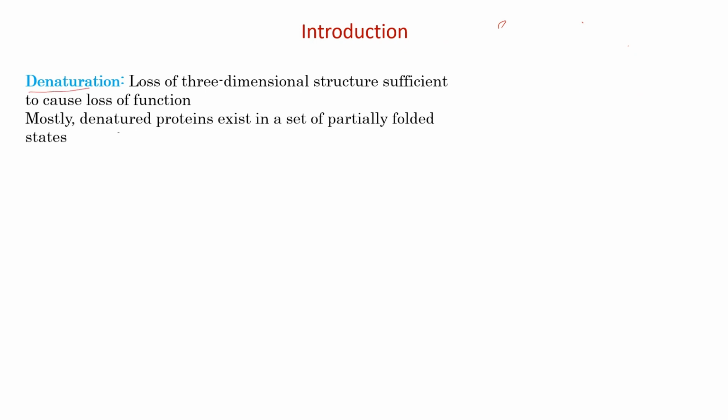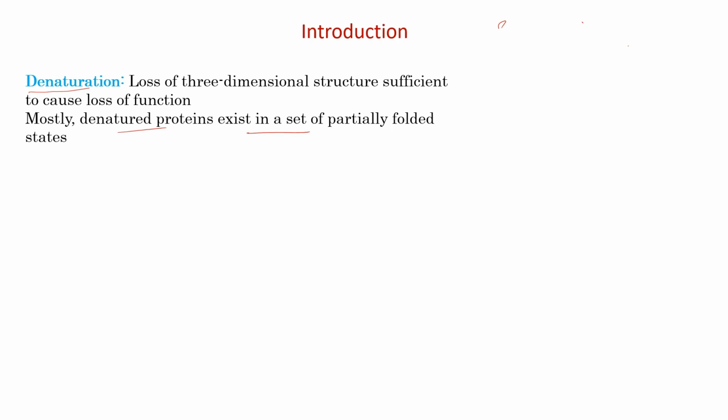Mostly, the denatured protein exists in a set of partially folded states, which means that if we put any protein in denaturing conditions, it is not like it will just open up and convert into a straight chain polypeptide. Mostly, it will remain folded, but only partially folded.